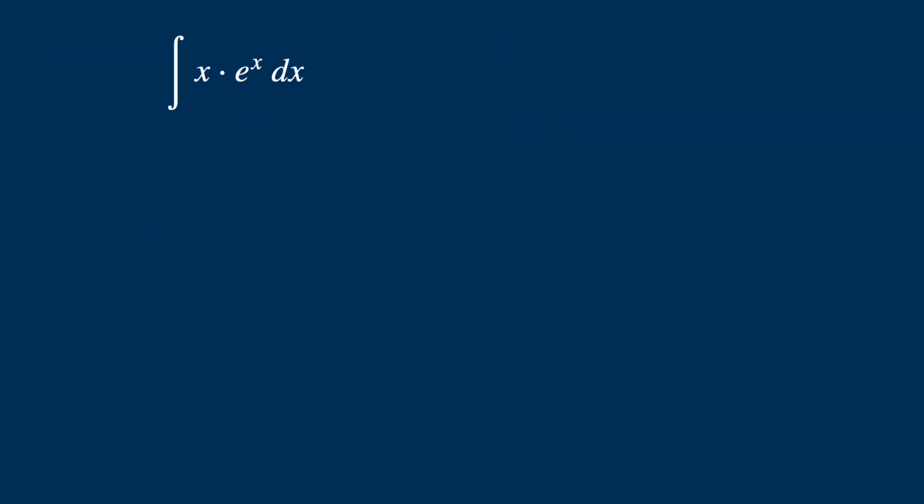Now, let's practice the first example. This example, x times e to the x dx, is a product of two functions. Let's look at the rules to pick u.